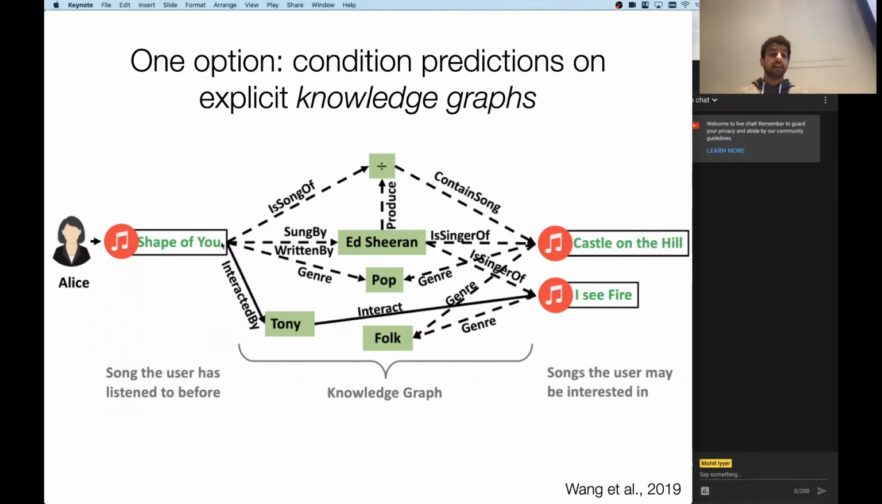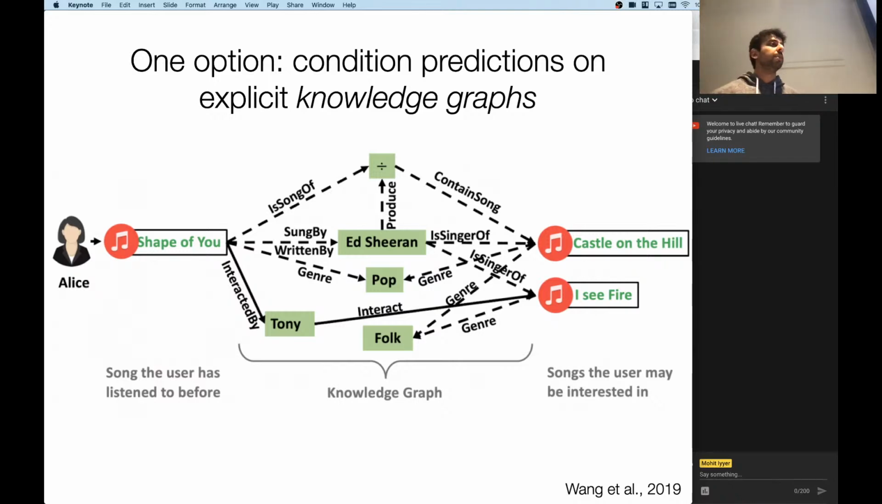And you can see that the edges of the graph correspond to different relations, right? So Shape of You is sung by Ed Sheeran, who's also the singer of Castle on the Hill, right? So you can imagine if you had the ability to construct some sort of huge knowledge graph that had every possible entity and relations to other entities in this graph, or maybe events or other sorts of terms, this would be very useful when applying a neural language model, right?